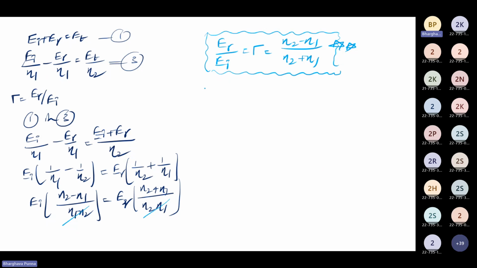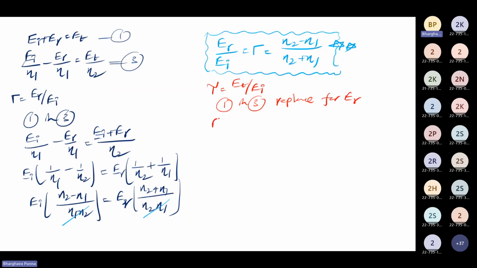Now we need to get the equation for the transmission coefficient tau. Tau is equal to, I said, Et by Ei. So we need Et and Ei. That means we have to replace Er. So take equation 1 in 3, but replace Er, because we don't want Er now.